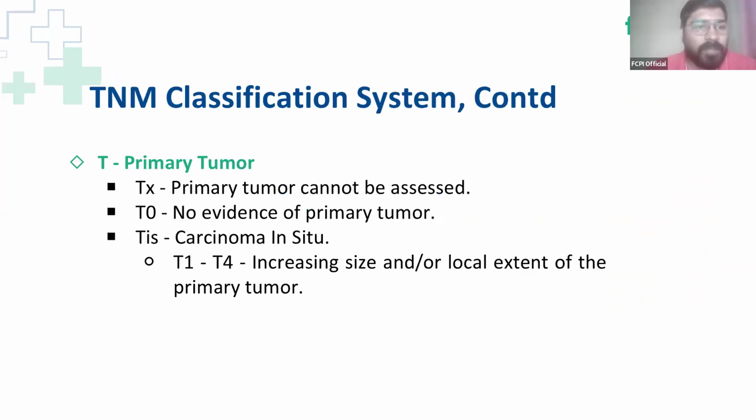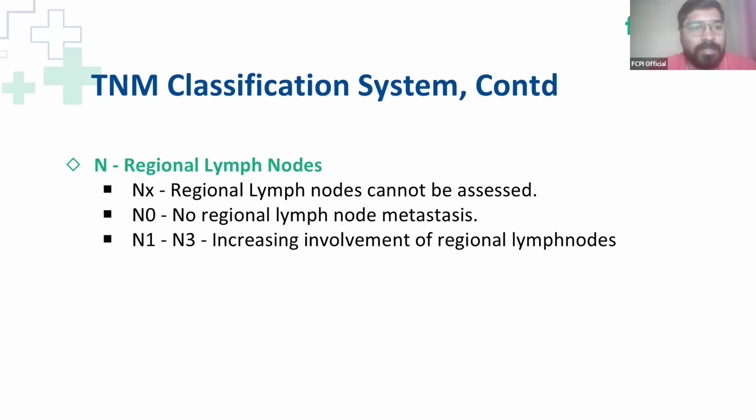So T, which is the primary tumor: here TX, primary tumor cannot be assessed. T0, no evidence of primary tumor. TIS, carcinoma in situ, and we have stages from T1 to T4. T1 to T4 is the increasing size and or local extent of the primary tumor.